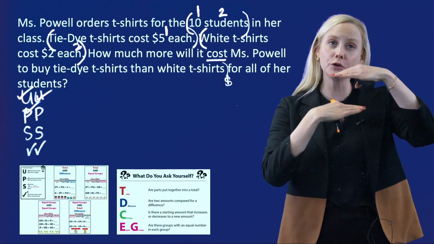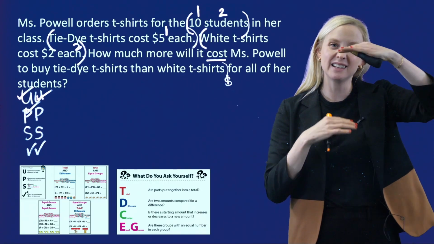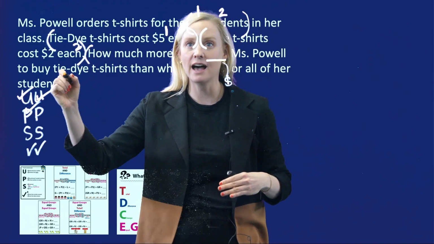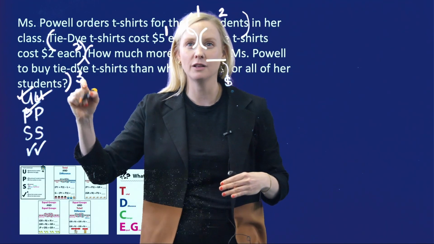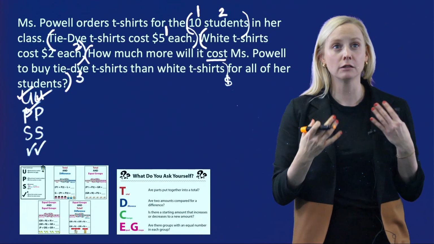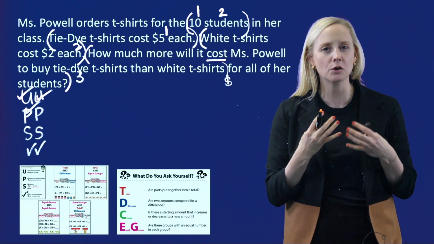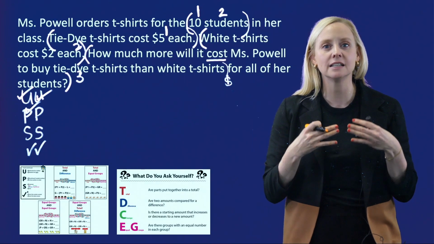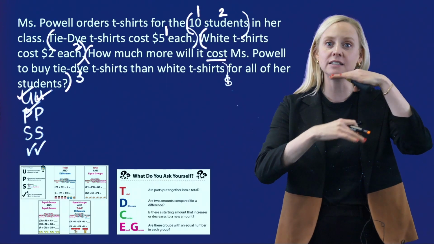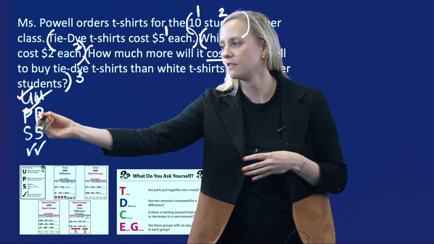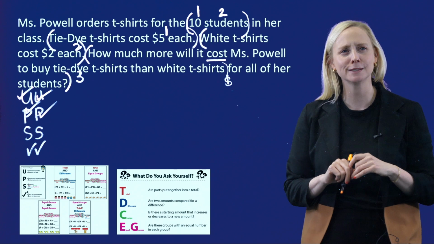So here that's a clue that I'm comparing. I'm comparing the tie-dye t-shirts to the white t-shirts. So I'm actually going to put this last question sentence and I'm going to put a 3. And that 3 is just going to alert me that once I find out the total cost of the tie-dye t-shirts and the total cost of the white t-shirts, that I still have another step. I then need to compare or subtract to find the difference. I've checked off that second P. I've put my numbers in order.